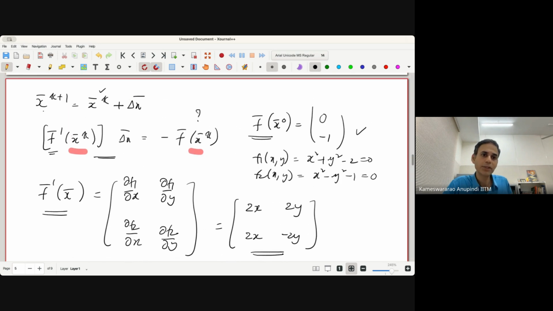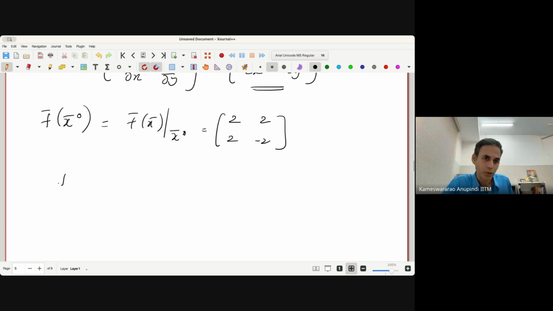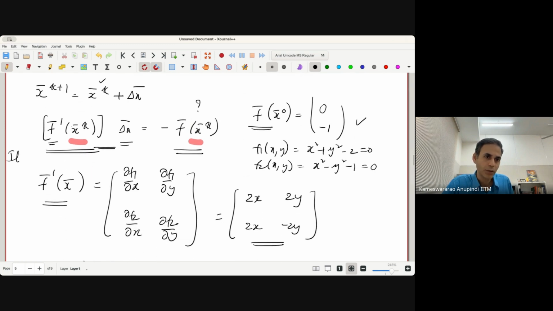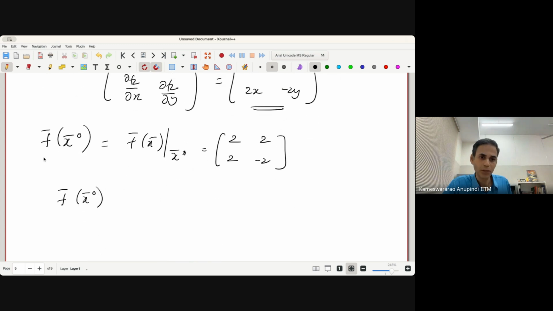Then to solve for this system, now I have everything. I have the left hand side, I have the right hand side. I can solve for delta x bar. So let me write this as iteration 1. Which is f bar prime of x bar 0 times delta x bar equals f bar of x bar 0. You realize I'm not using a minus here, I'm using a plus. So when I calculate x bar of k plus 1, I'm going to write x bar of k minus delta x bar.